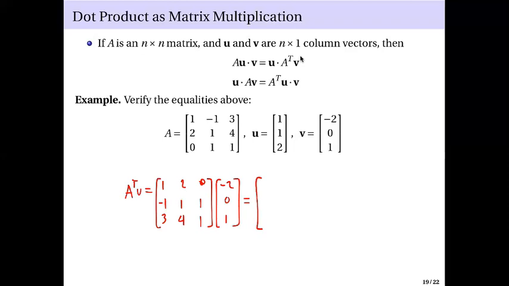Let us do the multiplication. Negative 2 times 1 is negative 2, 2 times 0 is 0, 0 times 0 is again 0. Negative 2 times negative 1 is positive 2, 0 times 1 is 0, 1 times 1 is 1. Negative 2 times 3 is negative 6, 0 times 4 is 0, and 1 times 1 is 1. Please check my arithmetic. This is the column vector negative 2, 3, negative 5.